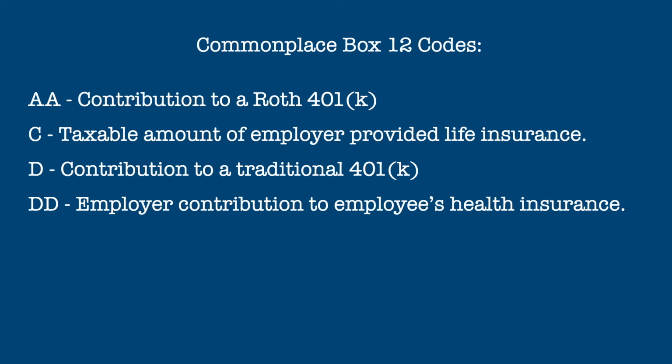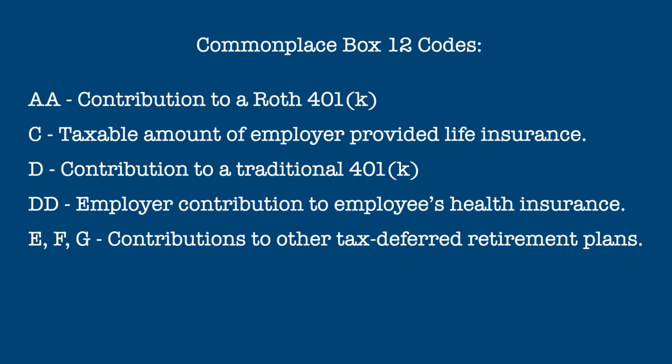DD. This is the amount that your employer paid for your health insurance coverage. It does not include any amounts you contributed. This figure is for your information only. E, F, and G. These amounts are similar to D, except for retirement plans that are not 401ks.